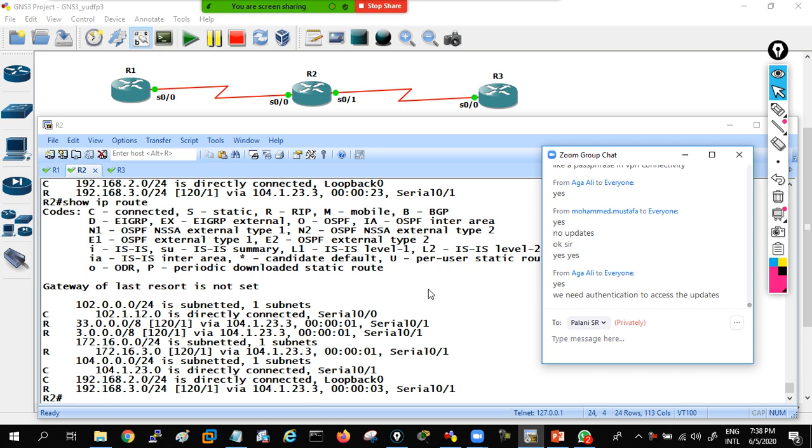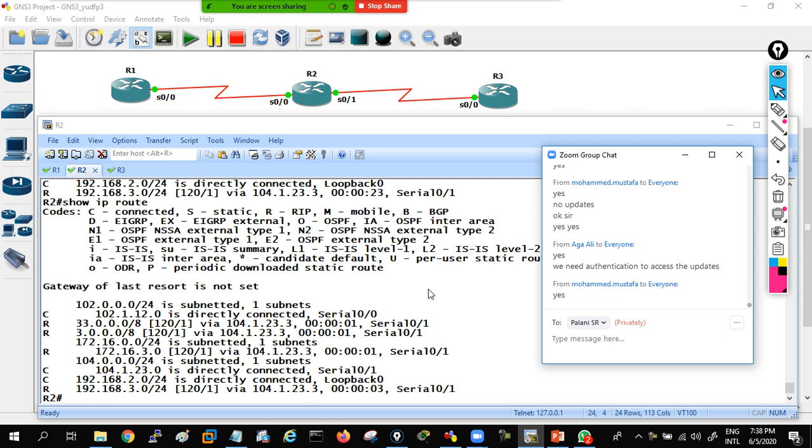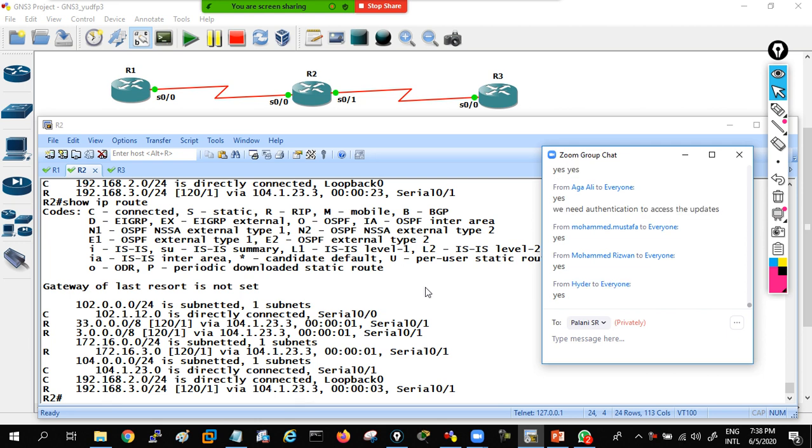Guys, say yes for me. If you understand, say yes for me. I am ready to explain to you again. Palani, do you understand this authentication concept? Everybody. Palani, do you understand this authentication concept? Yeah, one more time. Good.